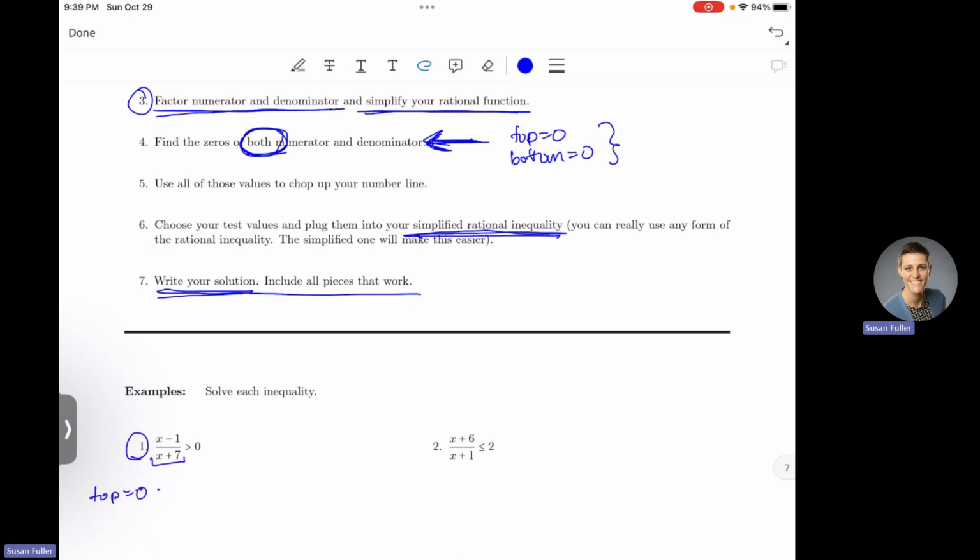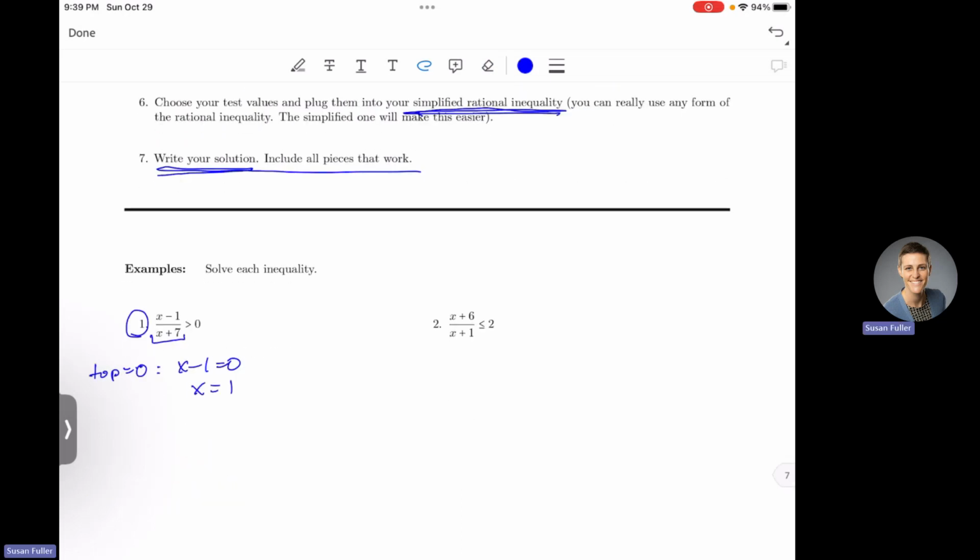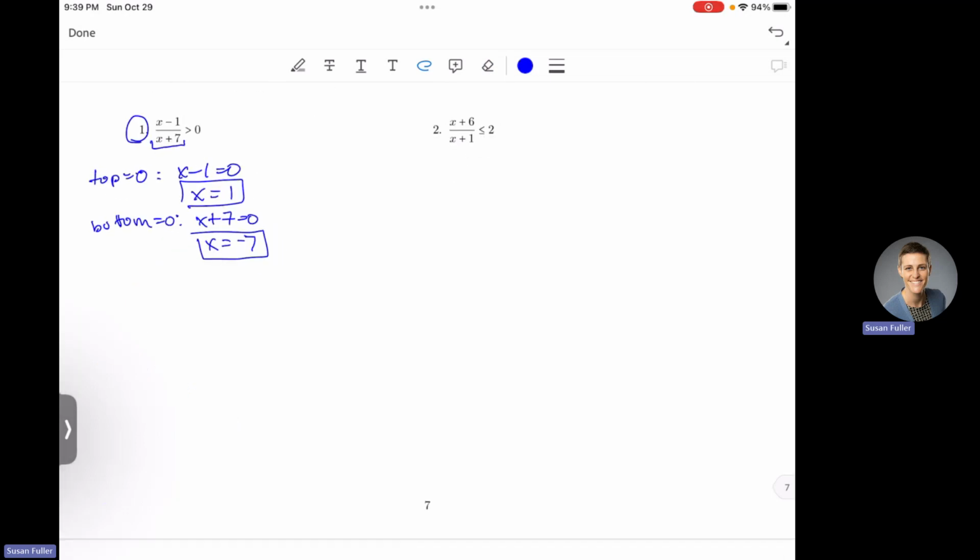So when I set the top equal to 0, I get x minus 1 equals 0, which means x equals 1. And then when I set the bottom equal to 0, I get x plus 7 equals 0, which means x equals negative 7. I'm going to take both of these and put them on my number line to chop it up into pieces to test my values. And again, this doesn't have to be perfect, just put them in order. So the negative 7 is to the left of 1.